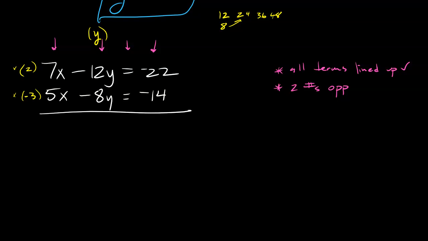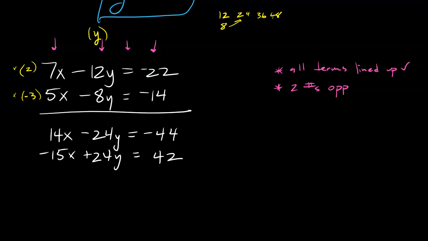And you can multiply both lines to make sure that they have a number in common. So 2 times 7, 2 times -12, 2 times -22, 3 times 5, but negative, plus 24, 3 times 14, 30, 12, 42. 42, but positive. Okay, there's my two new equations.